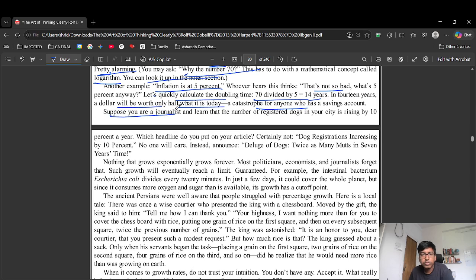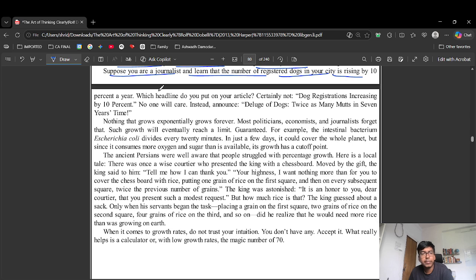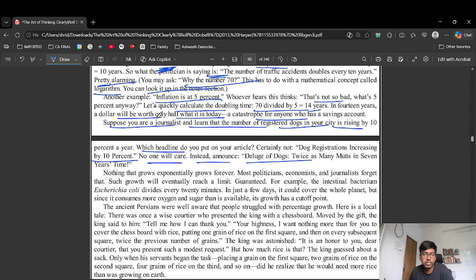Correct. Suppose you are a journalist and learn the number of registered dogs in your city is rising by 10% a year. Which headline do you put on your article? Certainly not "dog registrations increasing by 10%." No one will care. Instead, announce: "Deluge of dogs, twice as many mutts in 7 years' time."